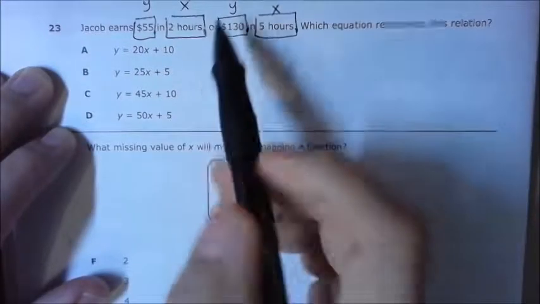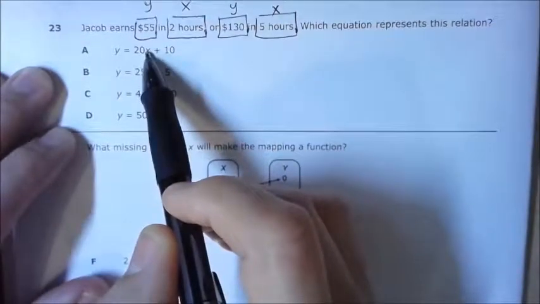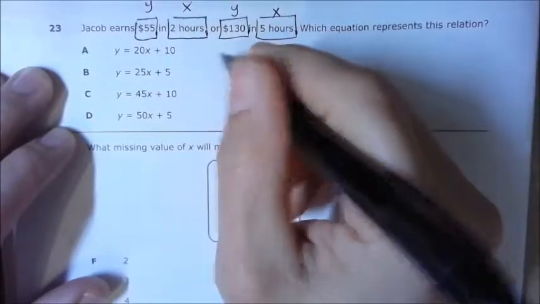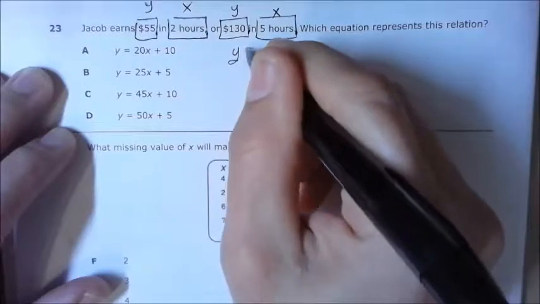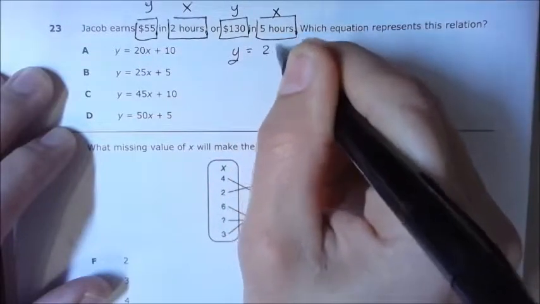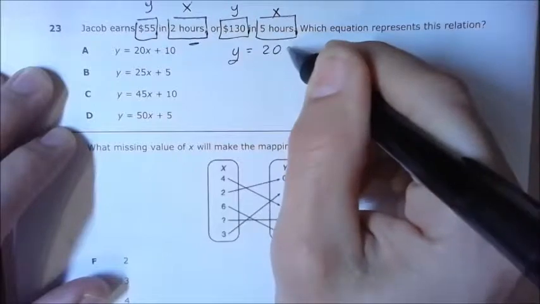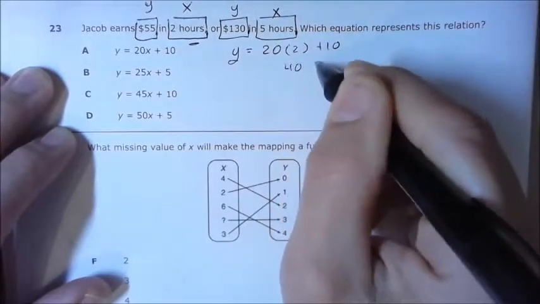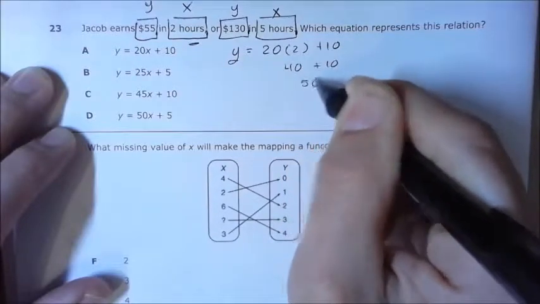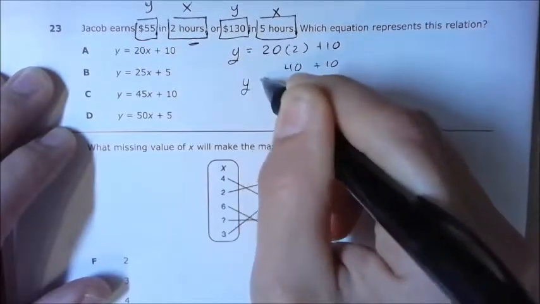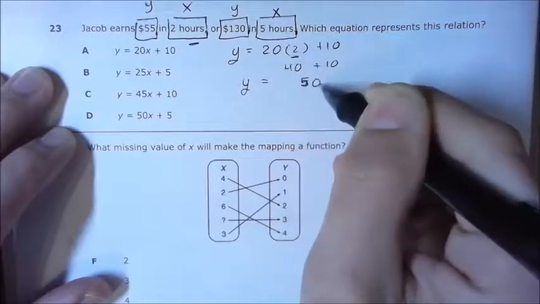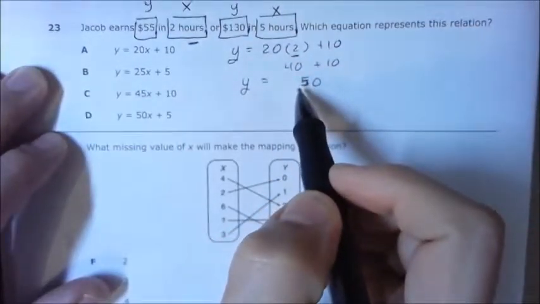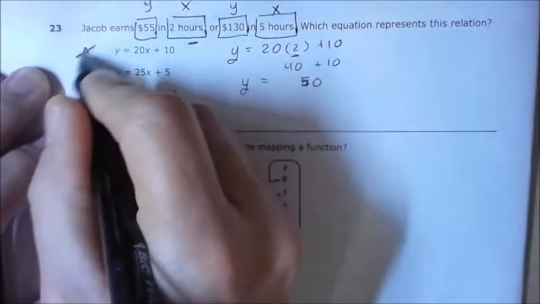The reason that's important is because you can just plug in this value for x and see if it gives you that as y. I'll give you an example. On A, we have y is equal to 20, and I'm going to use this 2 right here, times 2 plus 10. So 2 times 20 is 40 plus 10 gives me 50. That would mean my y is equal to 50 when my x is 2. Notice that it's close. We got 55, but that's not the same as 50. So A is not going to be a correct answer.